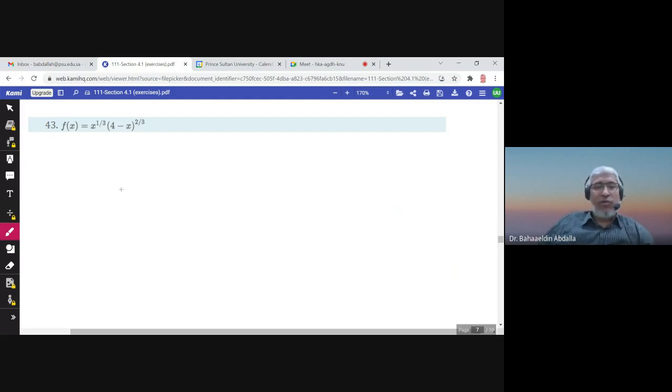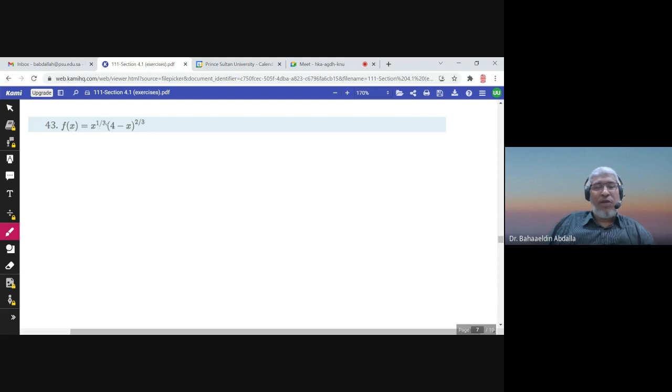I'll continue exercises about section 4.1, which is about maximum and minimum values. And these are exercises about critical numbers. Find the critical numbers of each function. So we have seen that the first step to find the critical numbers is to determine the domain.